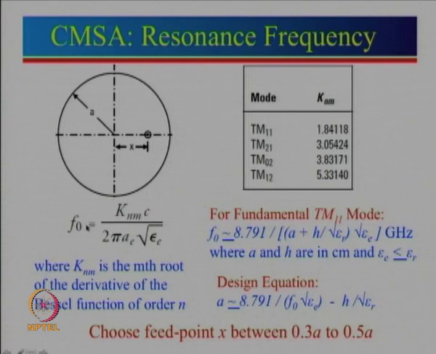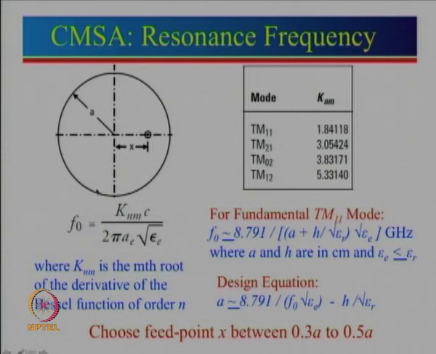Now, the resonance frequency of the circular patch can be obtained by using this formula here. You can see some new term here, which is KNM. What is KNM? KNM is the mth root of the derivative of the Bessel function of order n. Now, I just want to mention, earlier when we had taken a rectangular microstrip antenna or square.